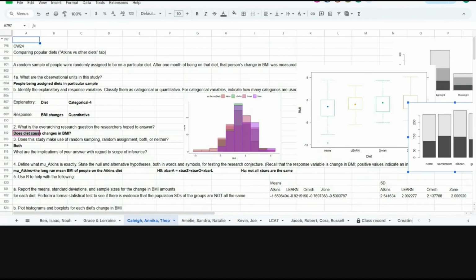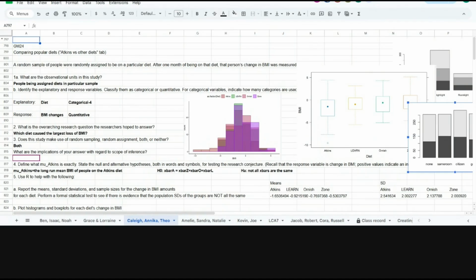Then, does this study make use of random sampling, random assignment, both or neither? It's actually both. And how can we tell? Well, I did tell you a random sample of people were randomly assigned. So both. And what are the implications of your answer with regards to scope of inference? You can tell me quite briefly. What does random sampling allow you to do?